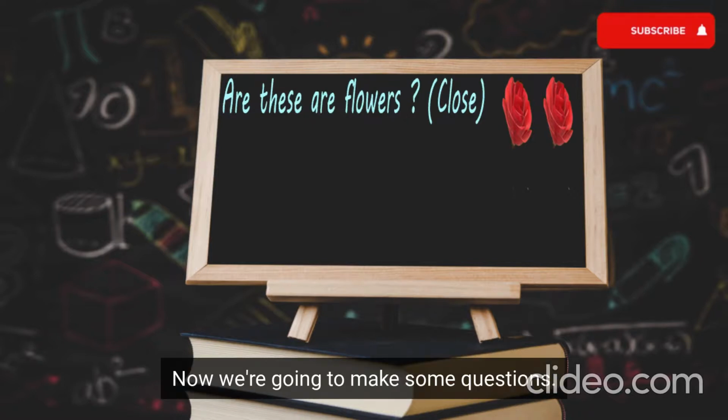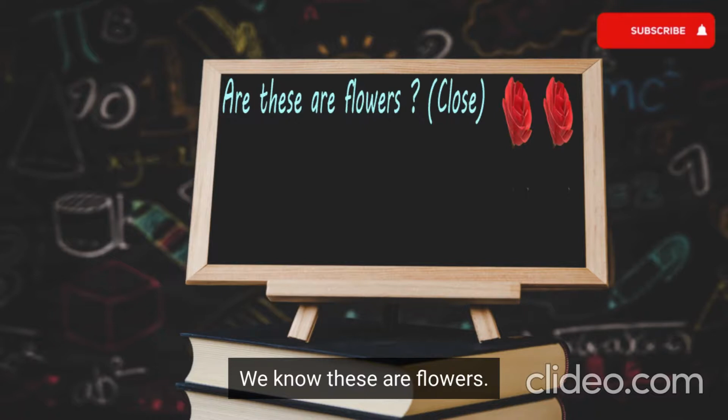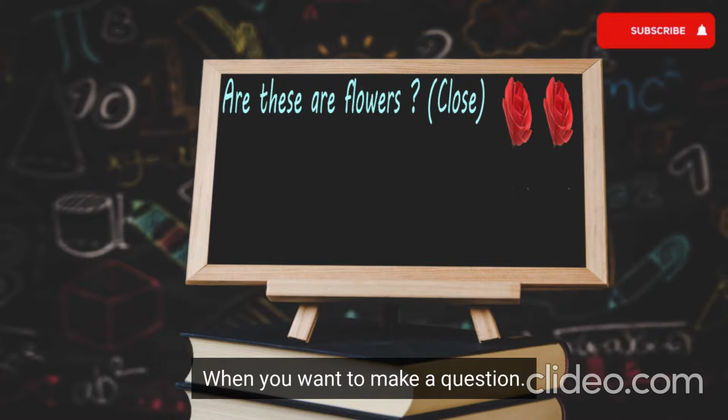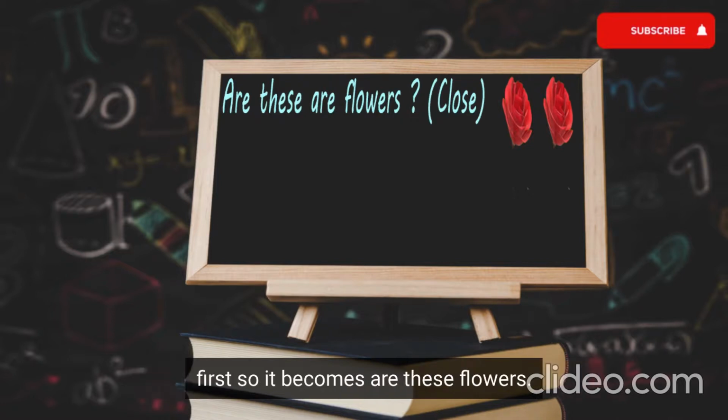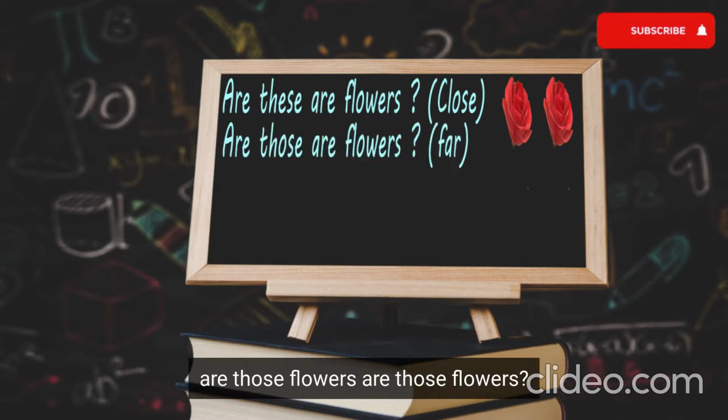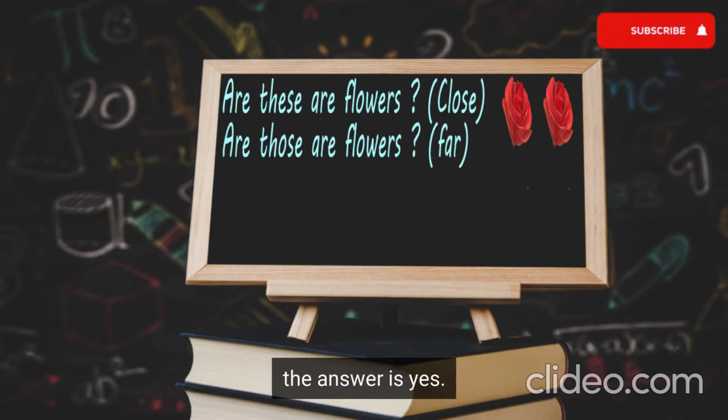Now we're going to make some questions. We know these are flowers. When you want to make a question, you have to change these are and put the be verb first. So it becomes, are these flowers? And the answer is, yes, they are. Okay, now the flowers are far away. So we say, are those flowers? And again, the answer is, yes, they are.